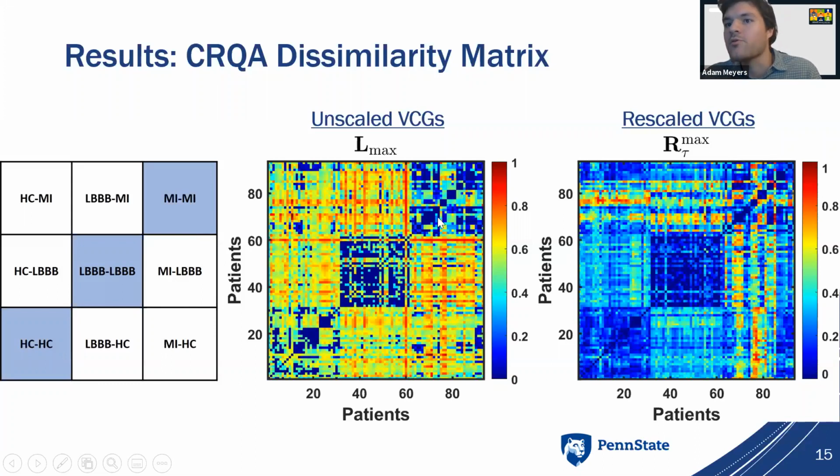What you notice in the main diagonal, so the comparisons of patients within the same group, is a lot more blue, right? And blue represents low dissimilarity or high similarity, right? So this is what we want. We want a lot of blue along the main diagonal, and we want a lot of red, orange, and yellow, like we see on the off diagonal. So that's showing that Lmax is able to distinguish correctly between the three groups. And we see something similar for Rmax tau, which is the proposed measure, which happened to perform the best for rescaled VCGs.